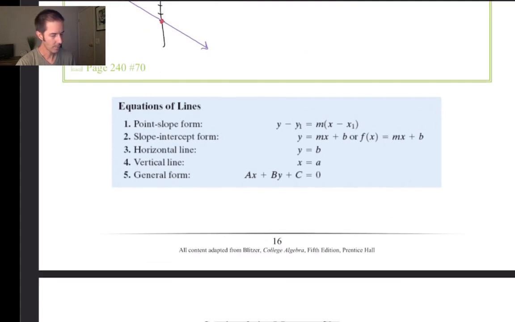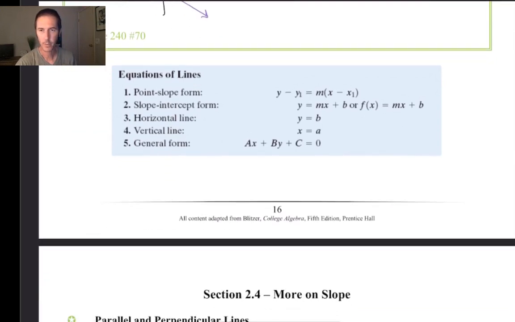Here's a little summary of the different formats for the equations of a line.